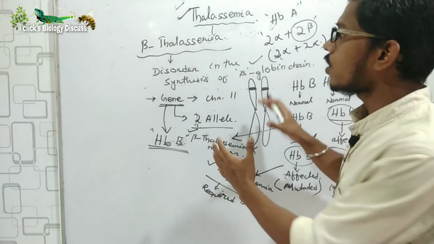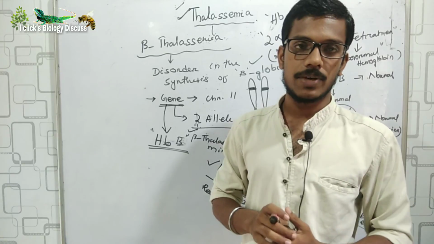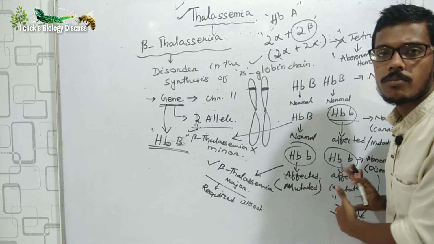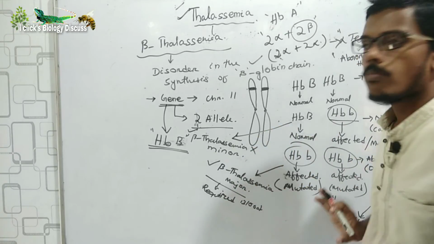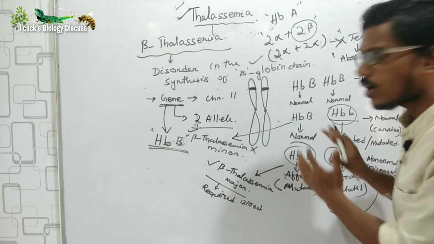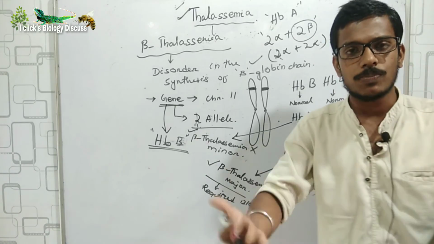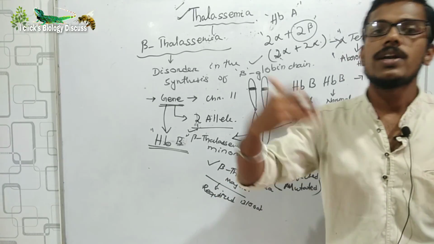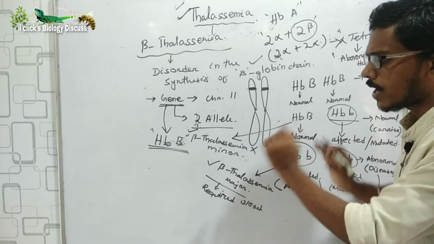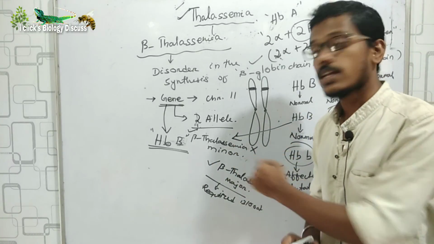And this is all about your beta thalassemia. Here we have looked into beta thalassemia major and beta thalassemia minor. Beta thalassemia minor is the person that carries the affected gene. It can transmit this affected gene to the next generation. That's why this is called a carrier, or the minor one, beta thalassemia minor.